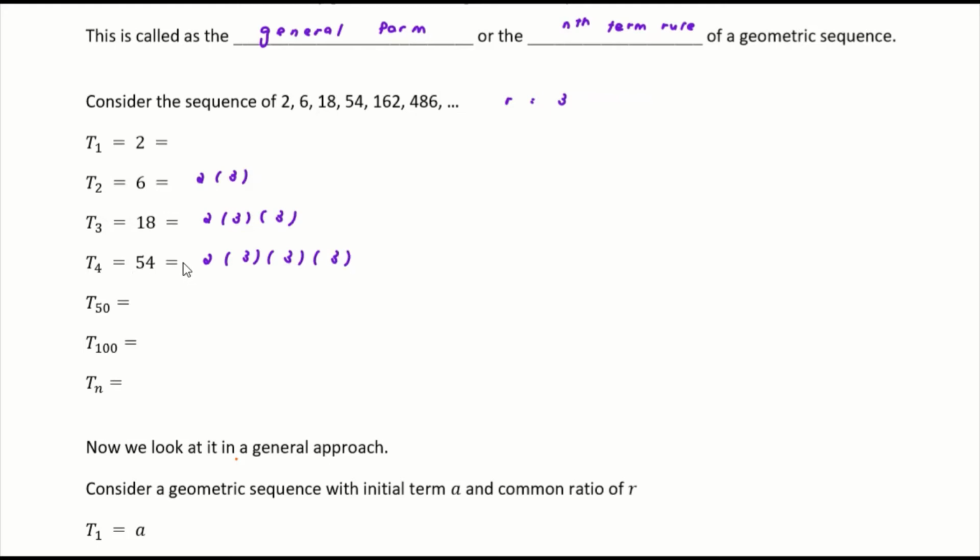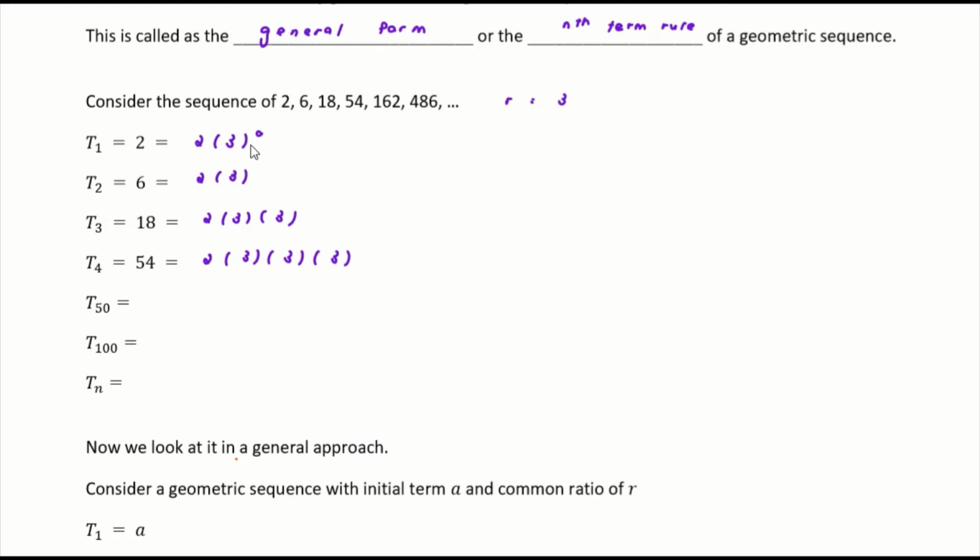Now when you look at it, calculate how many r's you need to multiply. For the first one, it's 2, and then 3 multiplied with 0 times. So 3 to the power of 0 actually gives us 1.